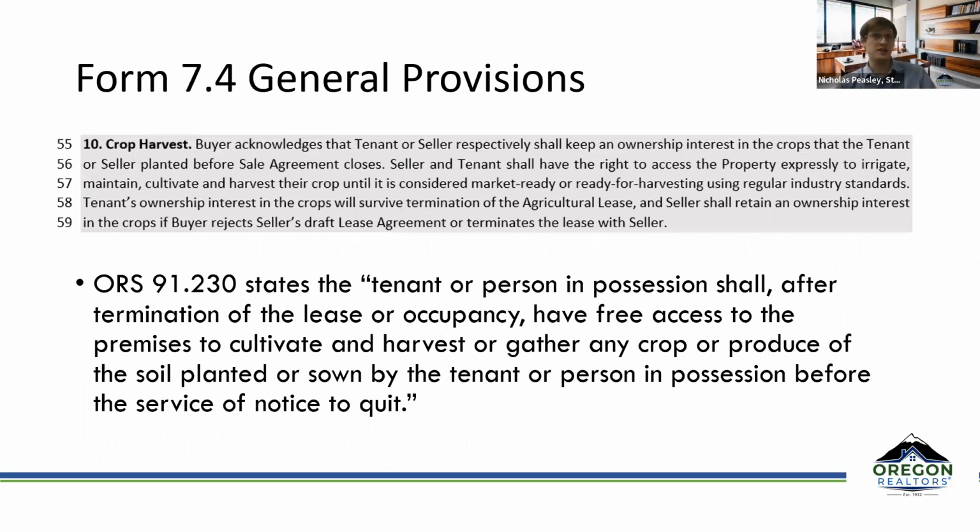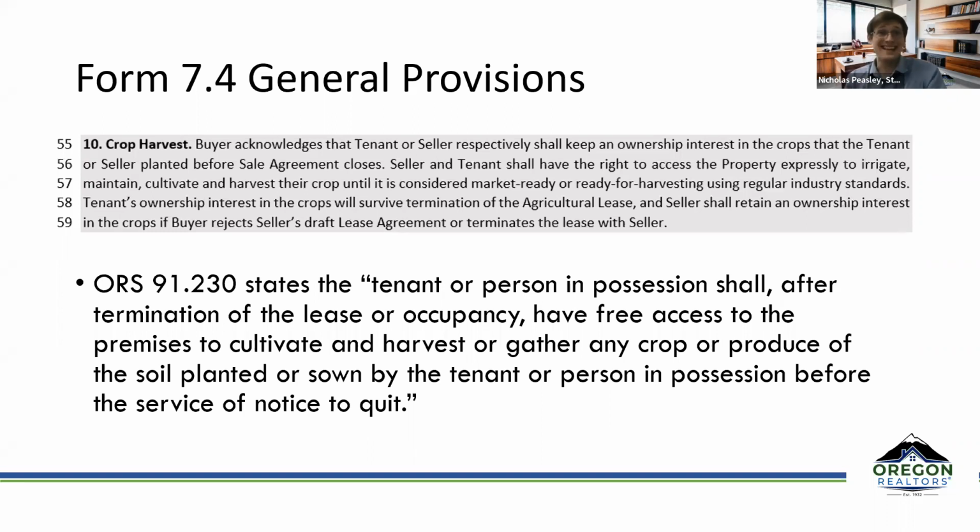There's also a very specialized provision which has to be in these agricultural tenancy documents that is about crop harvest. ORS 91.230 states that a tenant or person in possession shall, after termination of the lease or occupancy, have free access to the premises to cultivate, harvest, and gather any crop or produce of the soil planted or sown by the tenant or person in possession before the service of notice to quit.